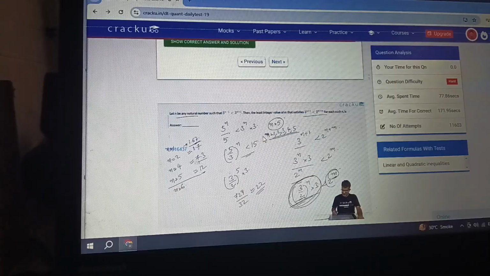And 2 to the power m should be greater than this. So the smallest value that m can take is equal to 5, because 2 to the power 5 is 32, which is the smallest power of 2 which is greater than 22. So anyway, the smallest value that m can take is 5, such that this condition always holds true whenever n is varying from 1 to 5. So the answer for this question is 5.